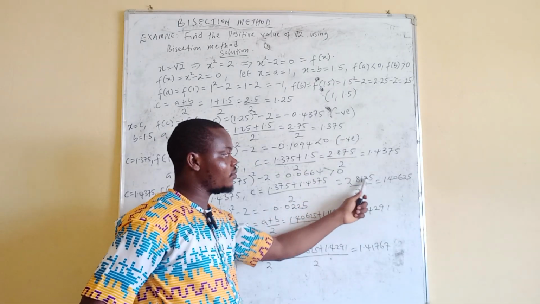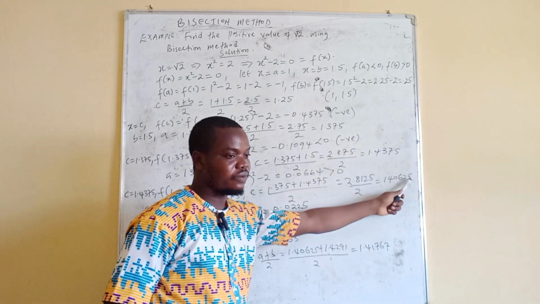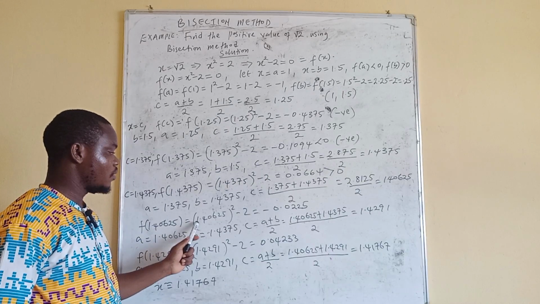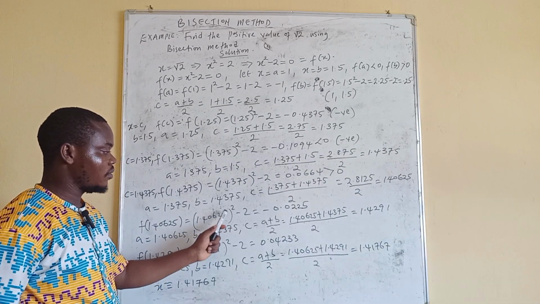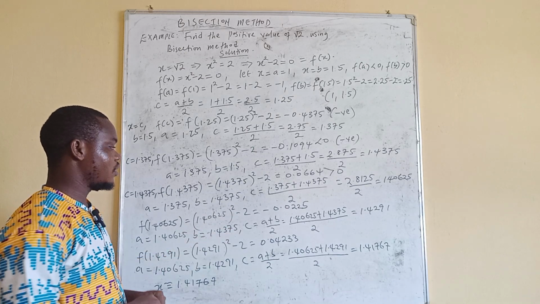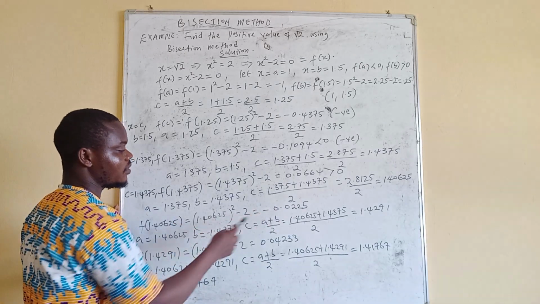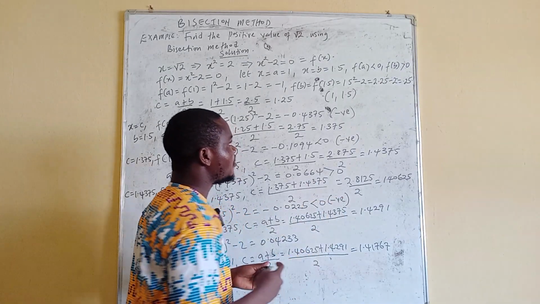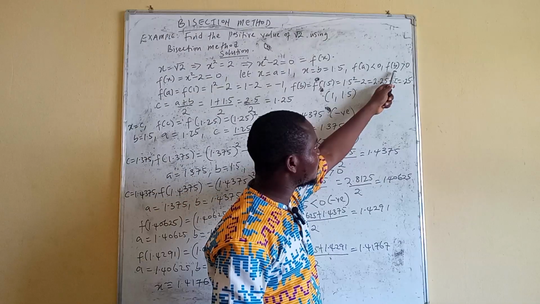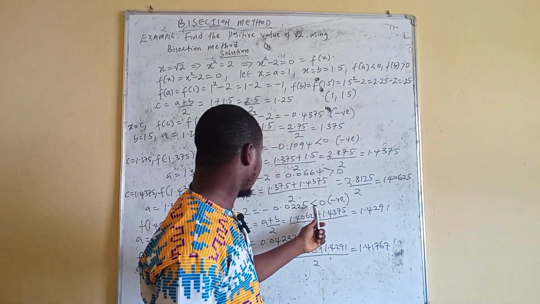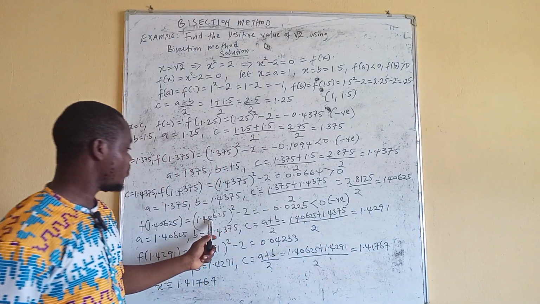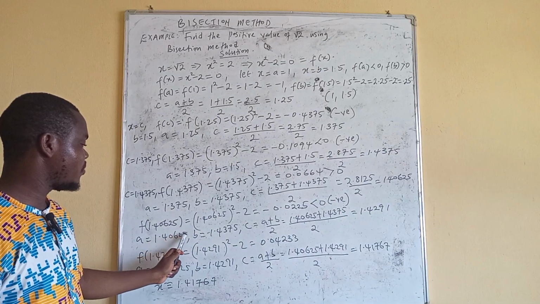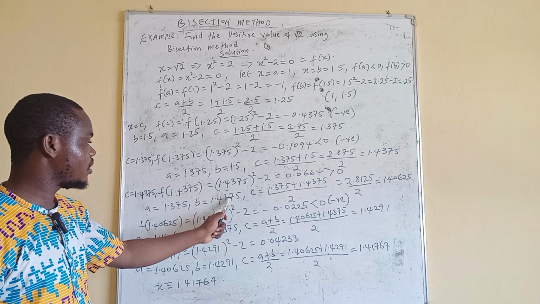Now it was 2.8125 over 2, which is 1.40625. Now, f of 1.40625 will be 1.40625 all raised to the power of 2 minus 2. Now, this gives us minus 0.0225, which is what? Less than 0. That is negative. We now remember that our f of a was less than 0. So since it's less than 0, the new a will take over 1.40625. So a is now 1.40625, and b still remains 1.4375.